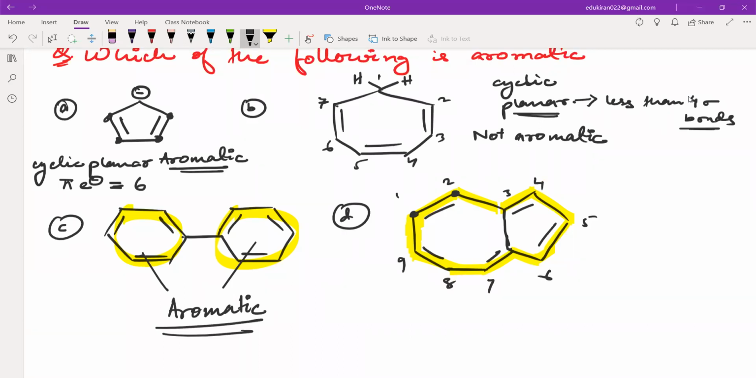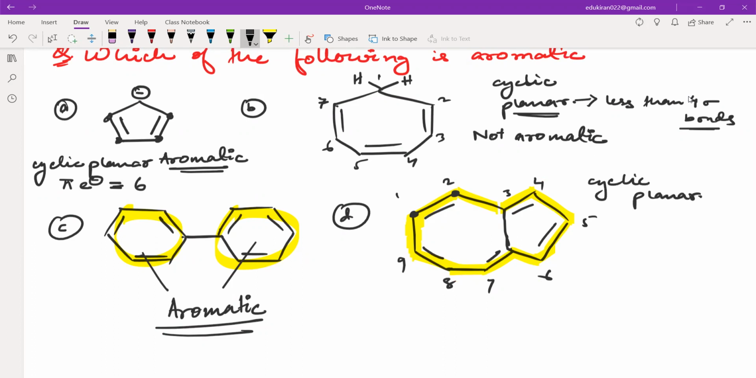1, 2, 3, 4, 5, 6, 7, 8, and 9 carbon atoms are there, and they all have one pi bond. That means they have less than 4 sigma bonds. That is for sure. So it is cyclic. That is true. It is also planar.